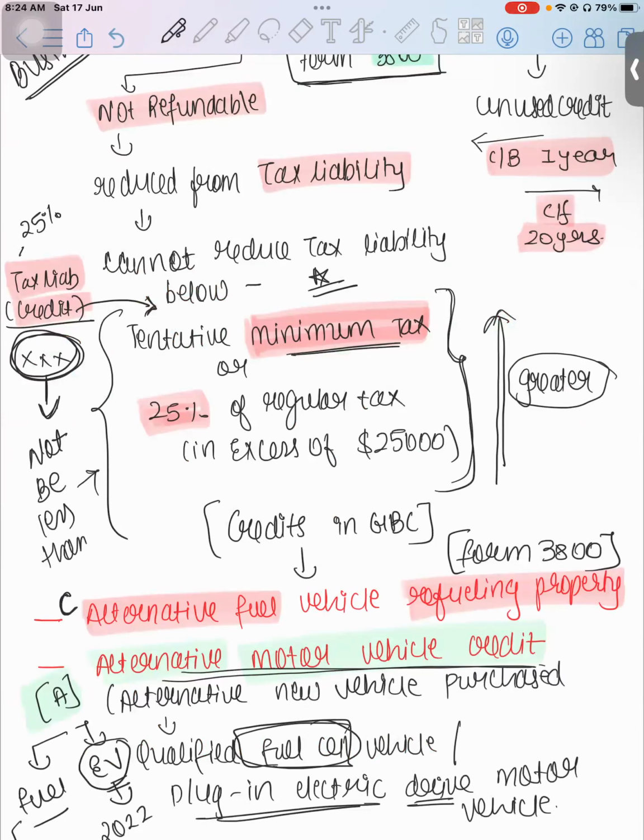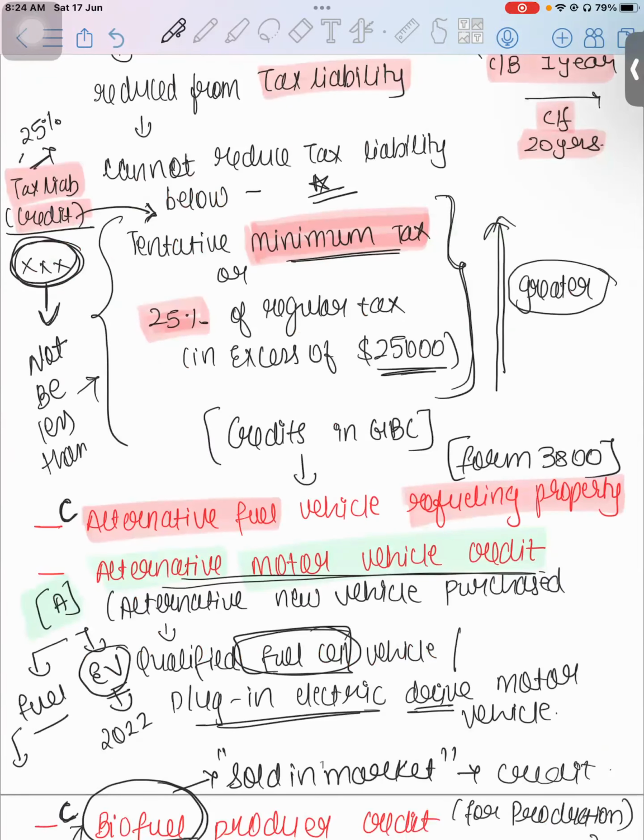The maximum credit which will be allowed is the tentative minimum tax or 25% of regular tax in excess of $25,000. See here, actually, I missed this. Here, let's say $50,000 is the tax liability. So what is in excess of $25,000? It's $25,000, right? So you will take 25,000 times 25% and take the tentative minimum tax, whichever is greater. So only this is the minimum amount you have to pay at the time of paying the tax and filing the tax return. Over and above that will not be allowed.